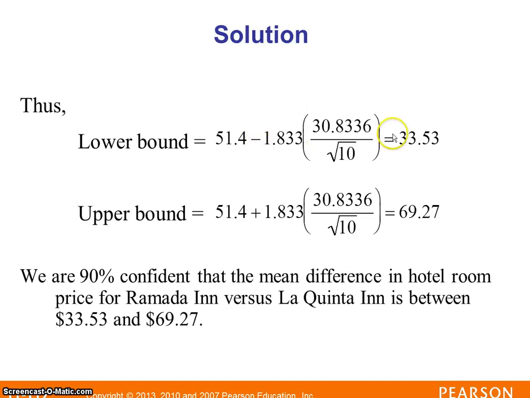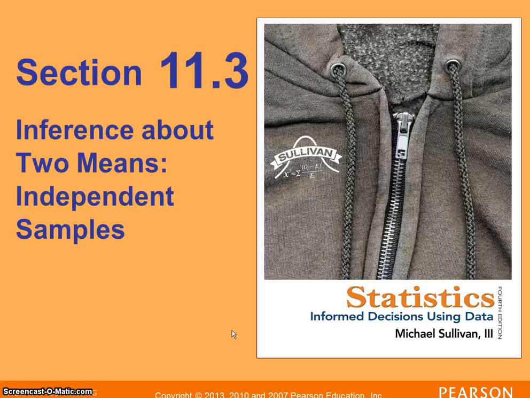It might be easier to just compute this and then take 51.4 minus this number and plus this number, and this is your confidence interval. So in other words, you could be 90% confident that the mean difference in price for hotel rooms, I think this is supposed to be Hampton Inn, not Ramada, versus La Quinta Inns, is between $33.53 and $69.27. All right, that wraps up section 11.2 on dependent samples.